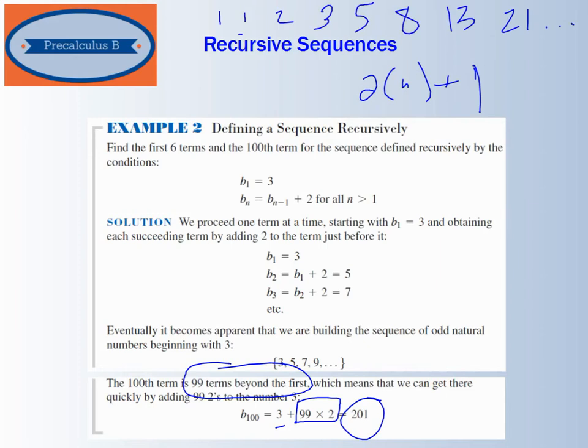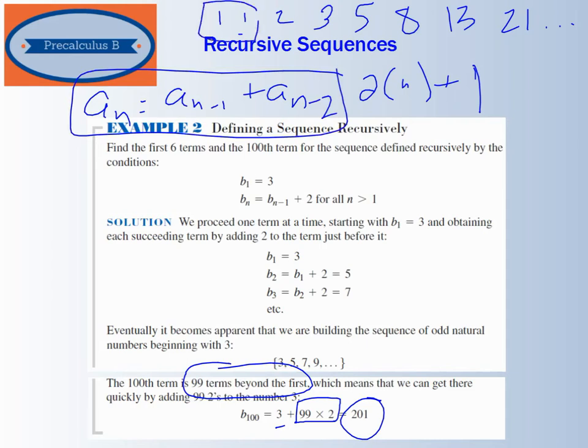This sequence would be very difficult to come up with an explicit definition for, but the recursive definition is very easy, where we could say that a sub n is equal to a sub n minus 1 plus a sub n minus 2. This would be the recursive definition if we're given the first two terms are both 1. And this would be for all terms where n is greater than or equal to 3. All right. So there are sequences that are much easier to define recursively, and there are others that are not. All right, but we can define sequences either recursively or explicitly, and there are benefits to each way.